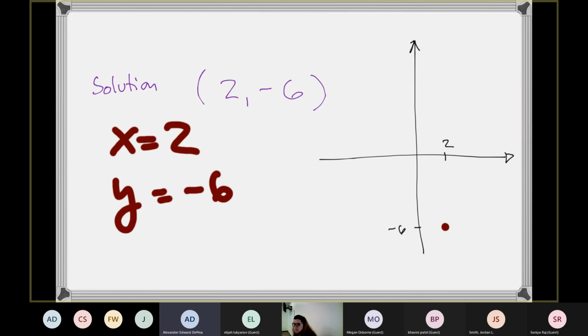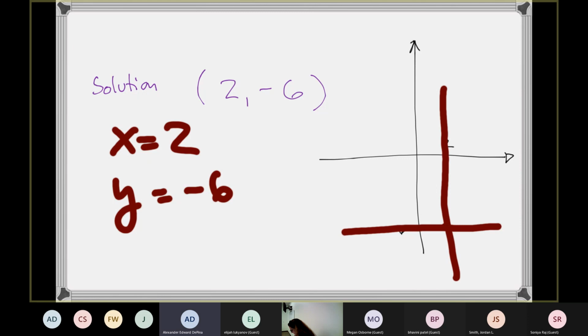And that is a very possible answer. So y equals 6 like so, x equals 2 like so, and you see they intersect right here. Beautiful.